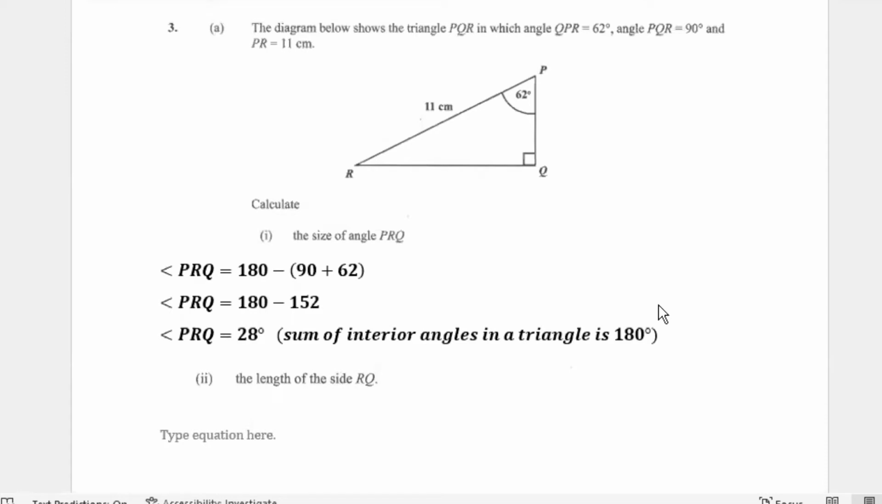You use Pythagoras Theorem when you have 2 known sides. In this case, we only have 1 known side, so we cannot use Pythagoras Theorem. So we'll use trigonometry, and we are using sine.